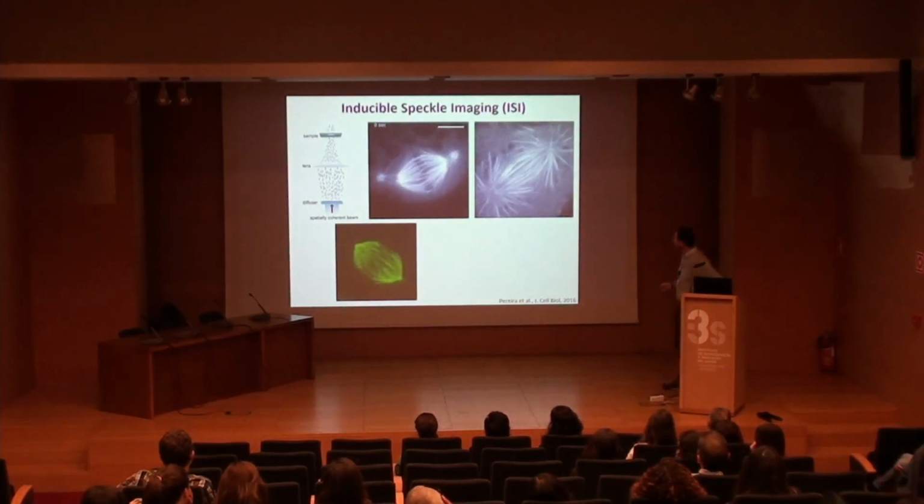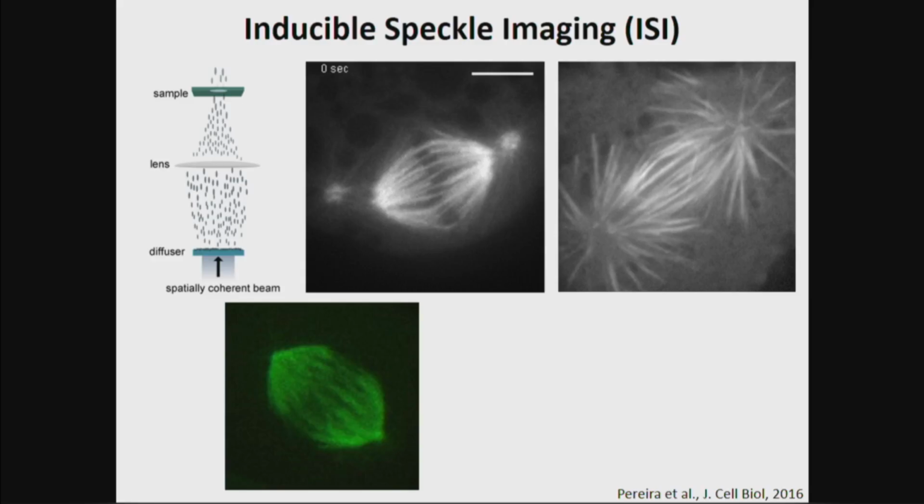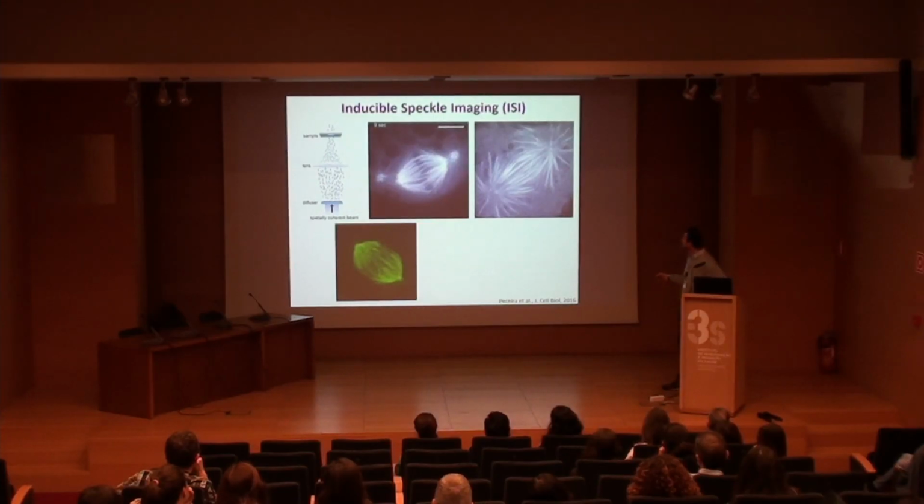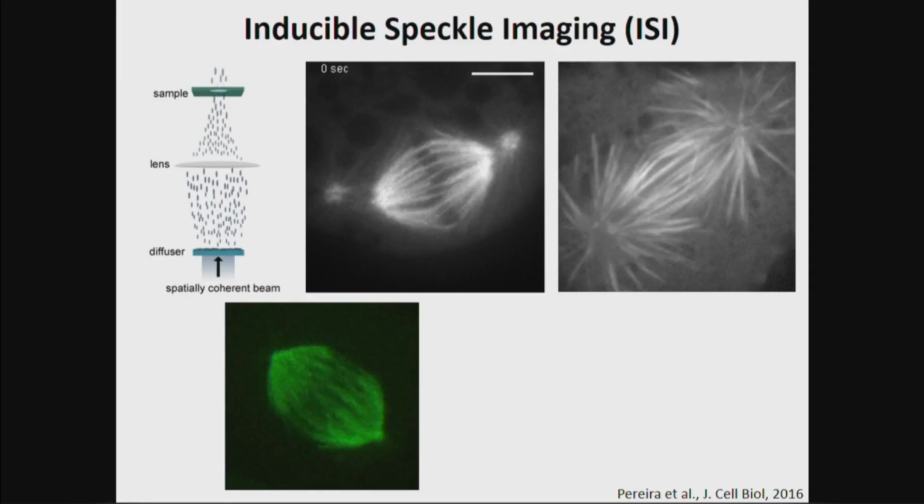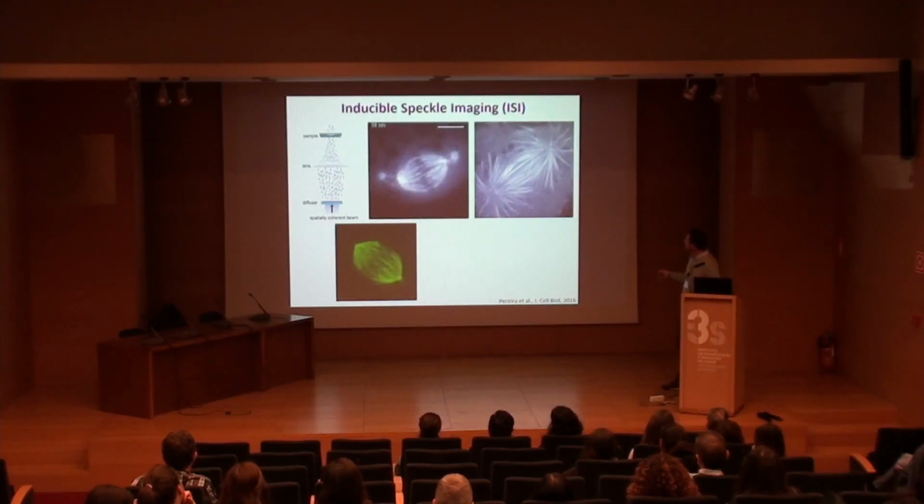The other technique is basically an inducible way of generating fluorescent speckles on structures. And this is a fluorescent spindle, so it expresses GFP tubulin, and with a simple pulse of light that creates this light rain of speckles, it's just simply speckles of light going through a diffuser element in the light beam that ends up hitting the specimen. You'll see that suddenly the spindle becomes speckled, okay?